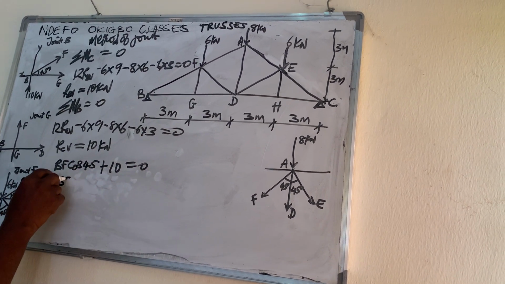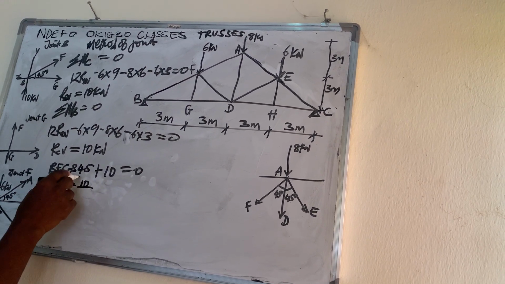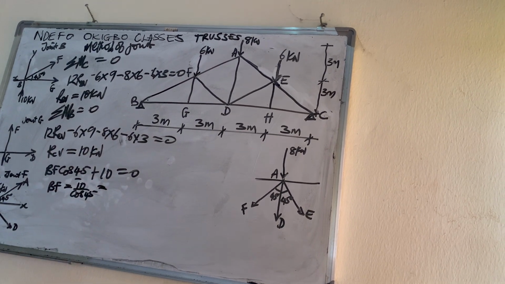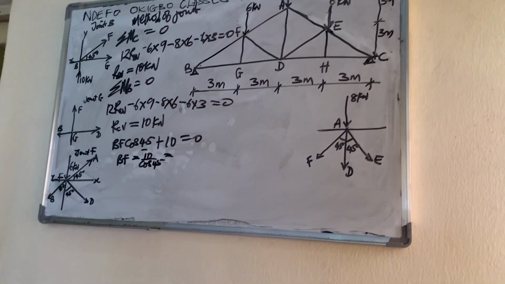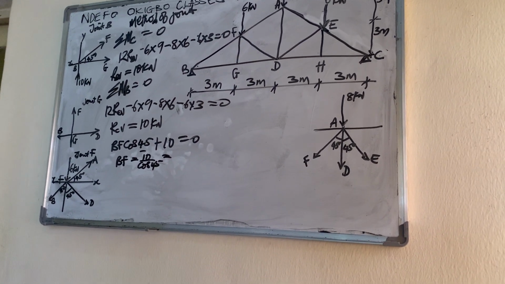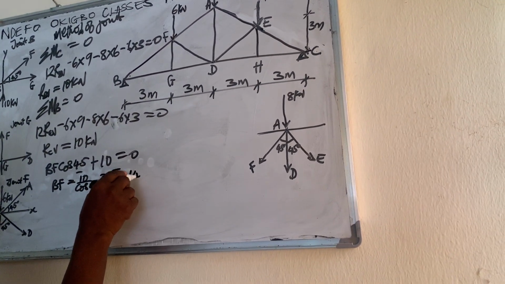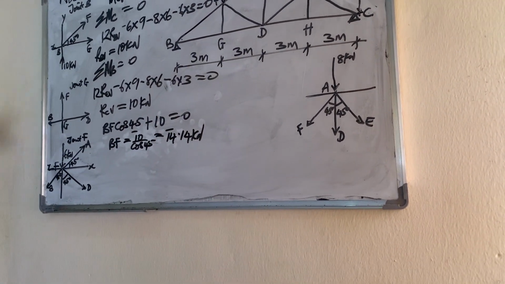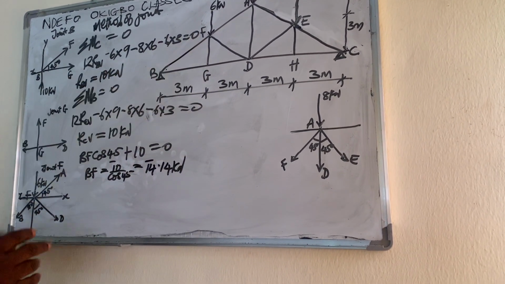That means BF as a force is equal to minus 10 over cos 45. So BF becomes equal to minus 14.14 kilonewton. That is what I got force BF to be. So you see, I've gotten the force in the member BF.